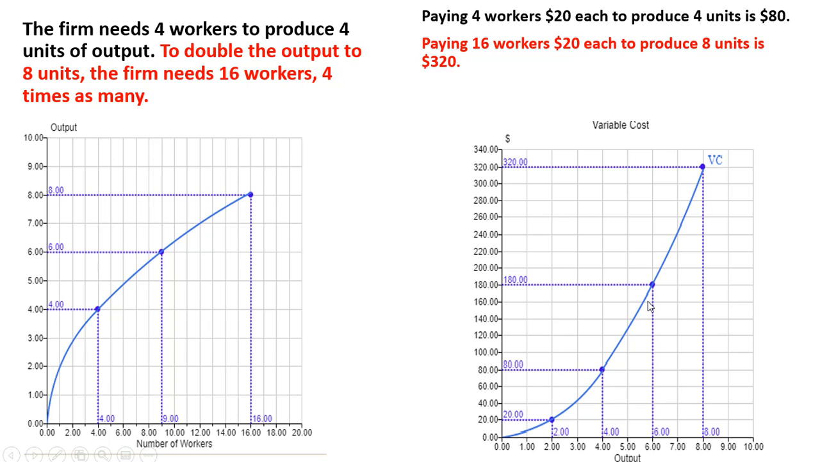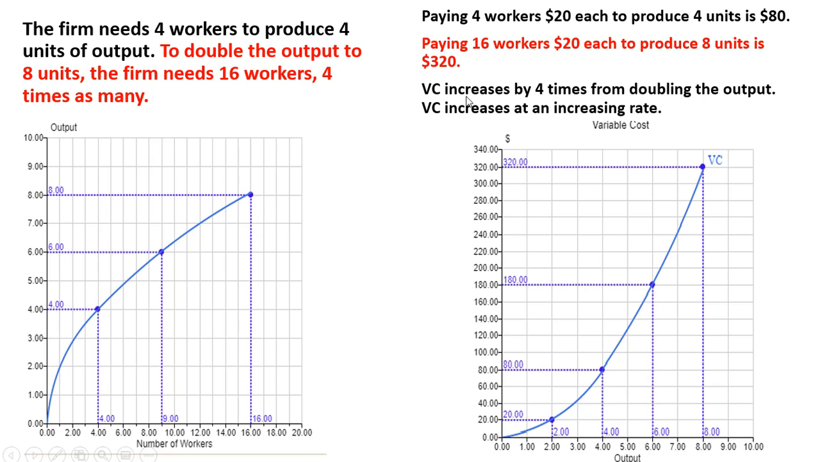$20 times 16 workers. So again, at 8 units of output, the total variable cost here is going to be $320. So notice here that variable cost increases by 4 times from doubling the output from 4 to 8 units. So variable cost is increasing here at an increasing rate.